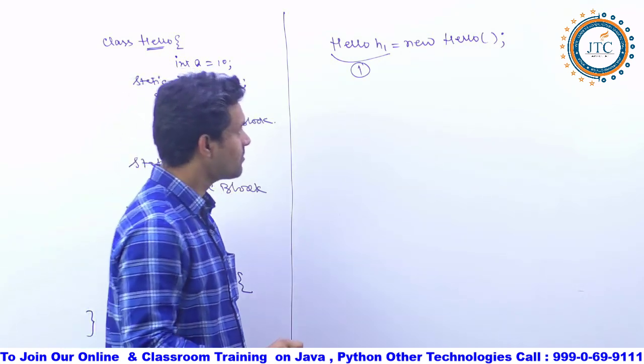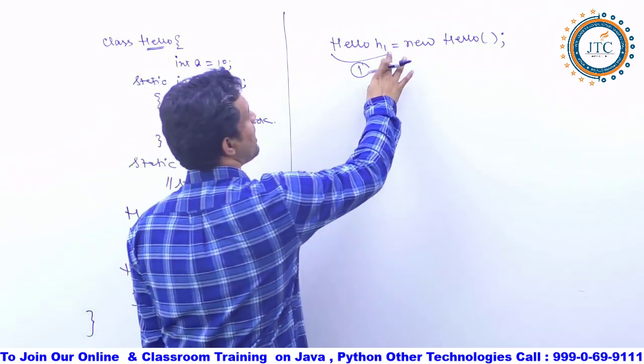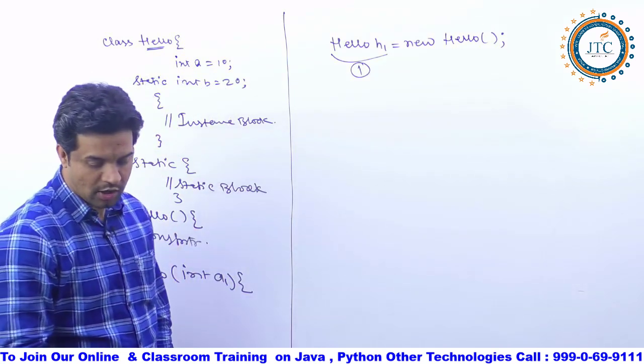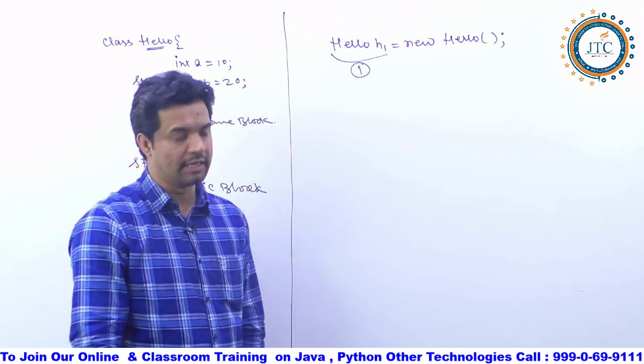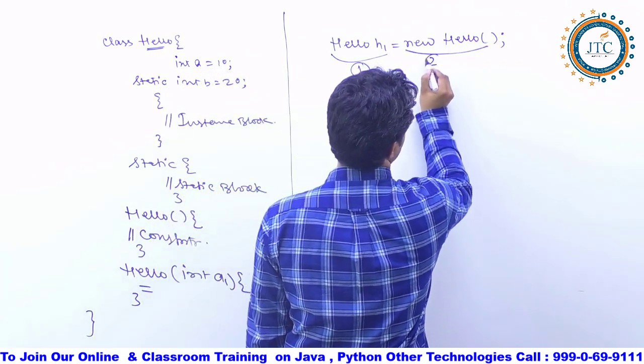Okay, so at present what we are discussing is that at the time of creating the object of a class, what all things are happening internally. So the first one is I am creating this object, second one is this one.